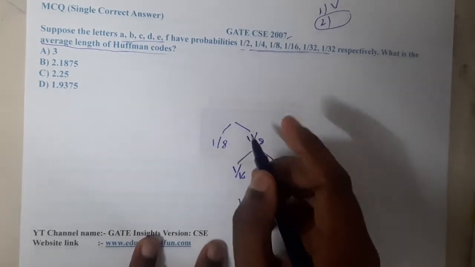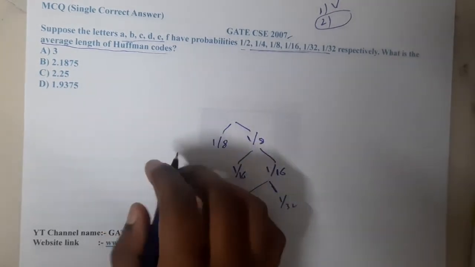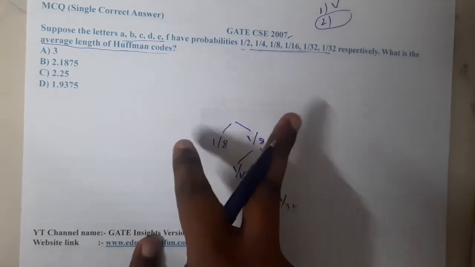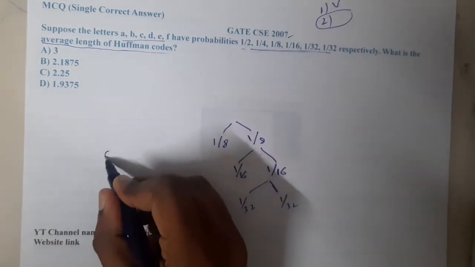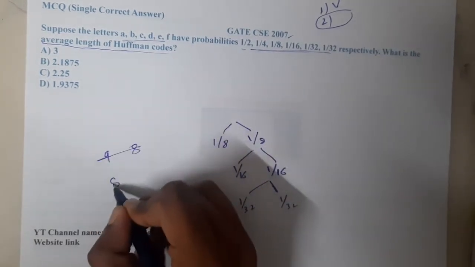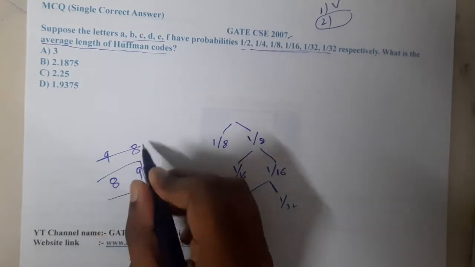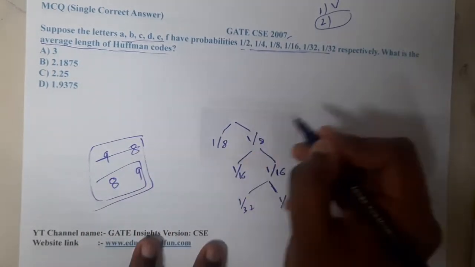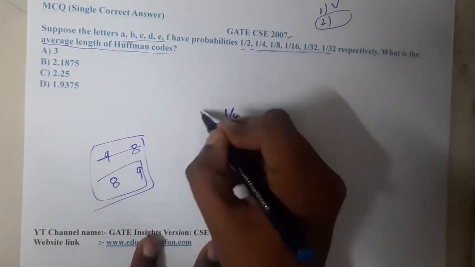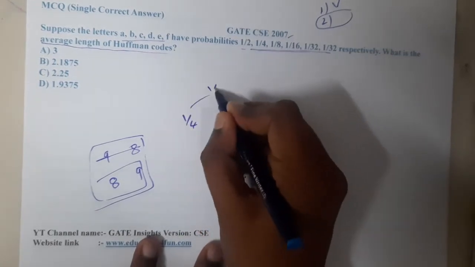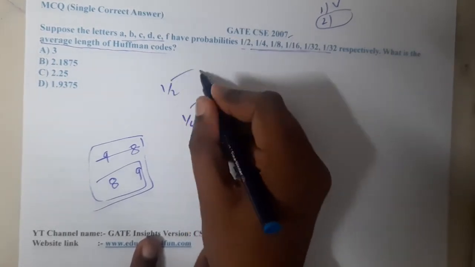Remember, in here both the values are the same, so I have the option to write on that side or this side. But whenever two values are different, always write the minimum value on the left and the maximum value on the right side, guys. Don't get confused with that. So 1 by 8 and 1 by 8 will be 1 by 4. Again, 1 by 4 and 1 by 4 is 1 by 2. Again, 1 by 2 and 1 by 2 is 1.